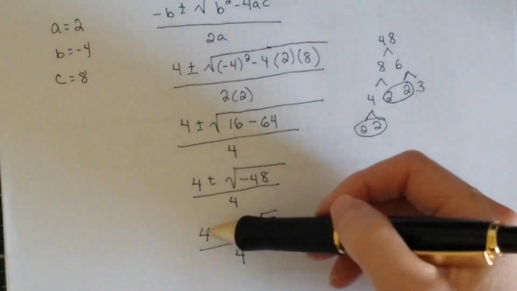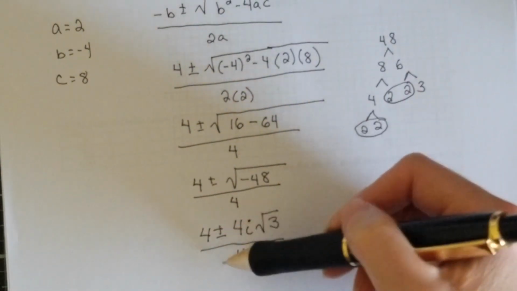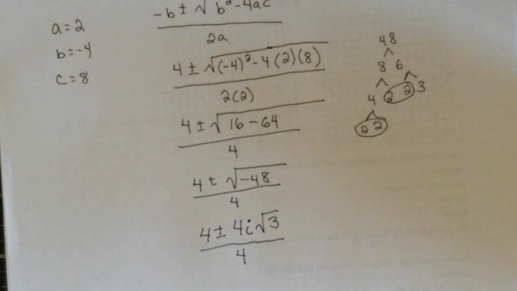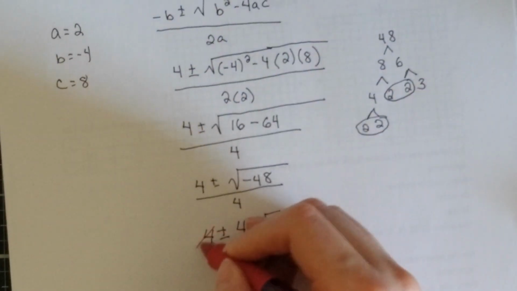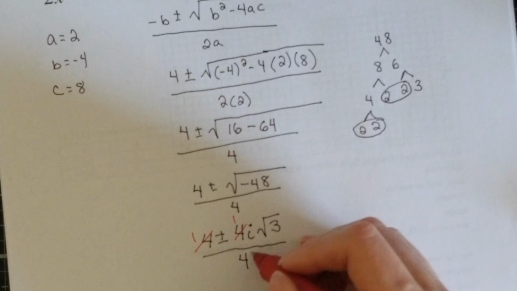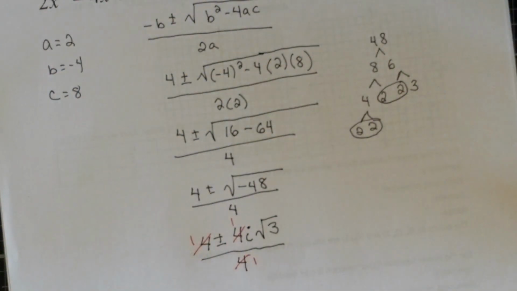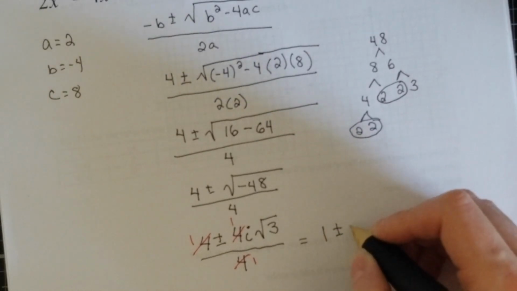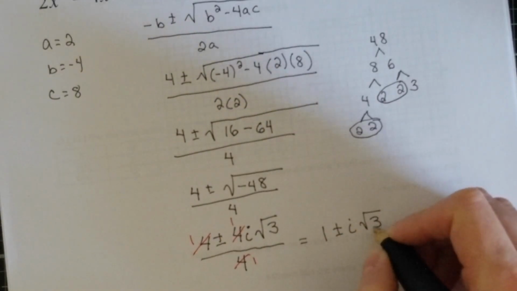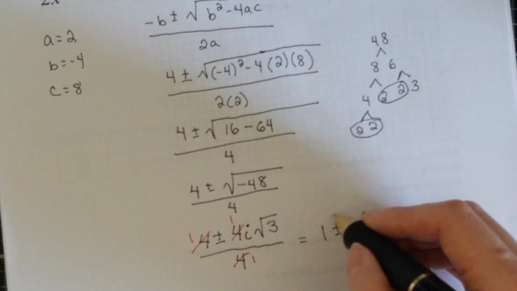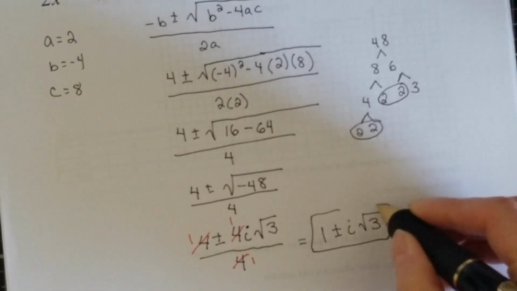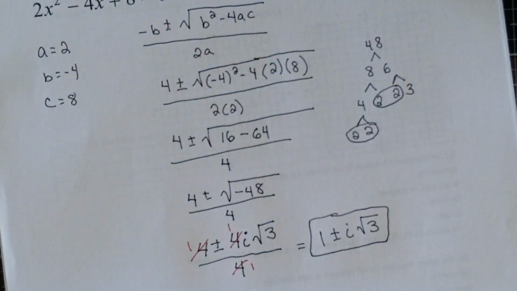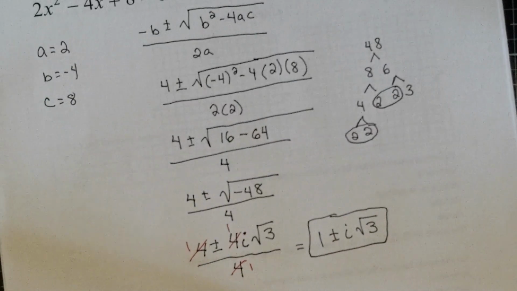And then you need to reduce. All of these 4s will turn into 1s. And because the denominator is now 1, you don't need the denominator anymore. So this will just be 1 plus or minus i square root of 3. And that would be your answer for question number 7.